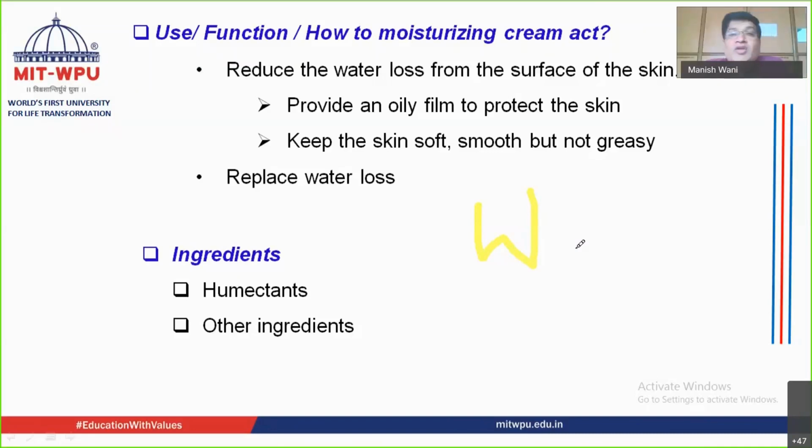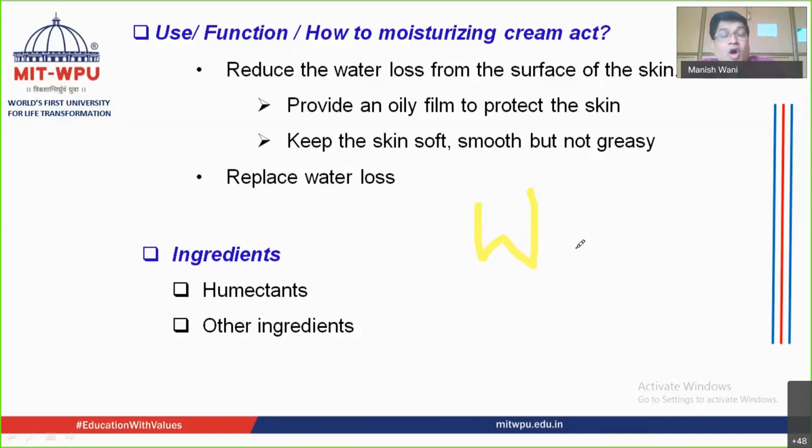If you see Vaseline, it only contains one ingredient, that is petrolatum and white soft paraffin, if I'm not wrong, in combination. Some contain only white soft paraffin, some contain petrolatum with white soft paraffin. So that is the combination present in a Vaseline, a very simple kind of preparation. So how does the moisturizing cream act? It reduces the water loss from the surface of the skin by providing an oily layer. Also, this does not make your skin oily, as in the case of Vaseline, etc.